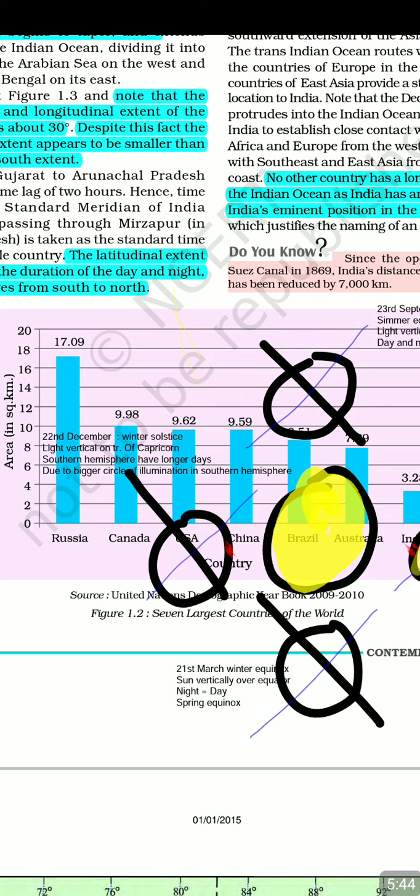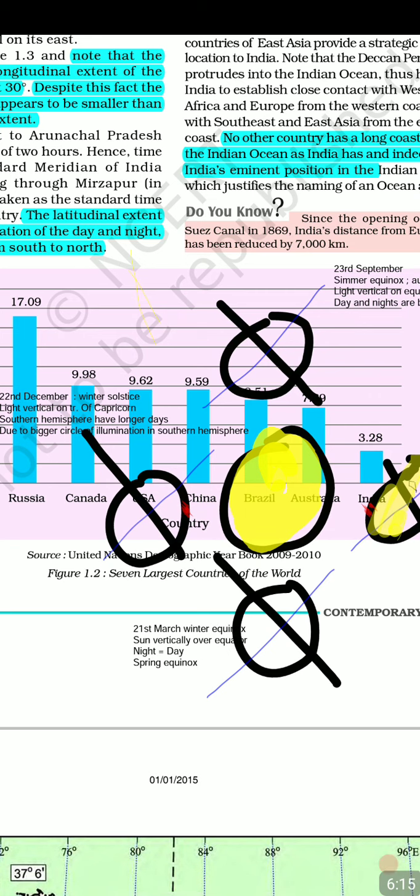So it is known as winter solstice, and sunlight vertically falls on Tropic of Capricorn, right? And the southern hemisphere now has the longer days, right? It is winter solstice for the northern hemisphere, right? And due to the bigger circle of illumination in the southern hemisphere, quite evident. Then on 21st March, again we have an equinox, right? So the sun is vertically over the equator, night and day are equal. So this is spring equinox, okay?